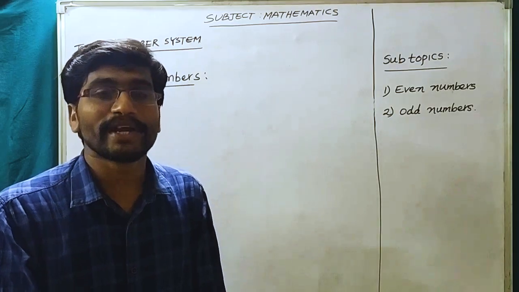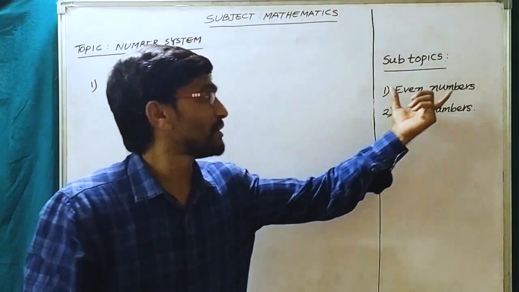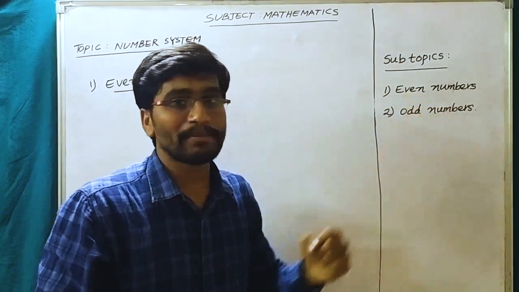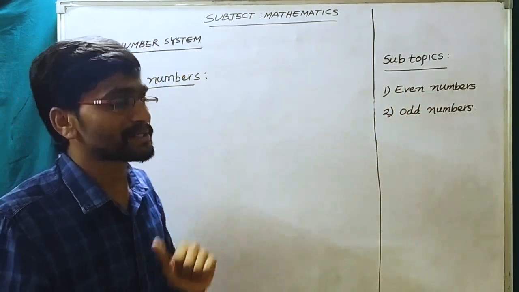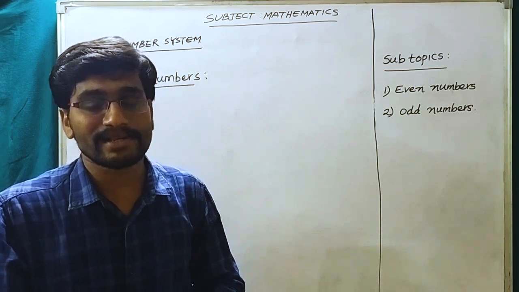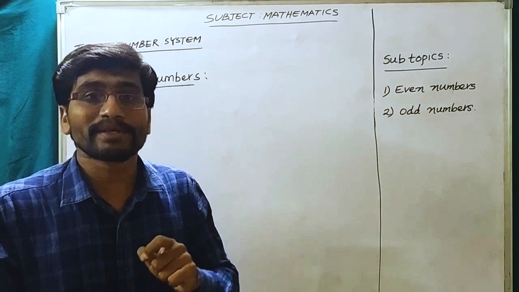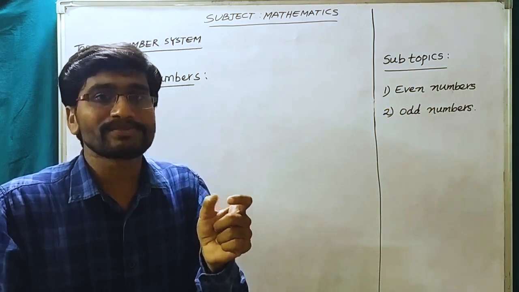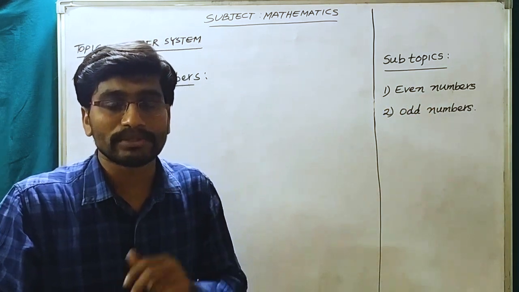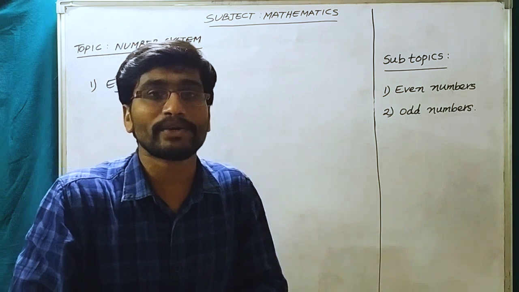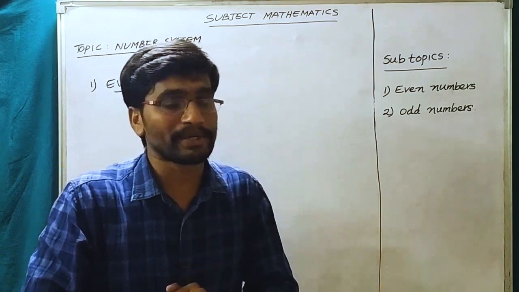Good morning children. Today we are going to learn the concepts even numbers and odd numbers under the topic number system. First, let us discuss what are the even numbers. Children, even numbers are nothing but the numbers which are exactly divisible by 2. The numbers which are exactly divisible by 2 are called the even numbers.